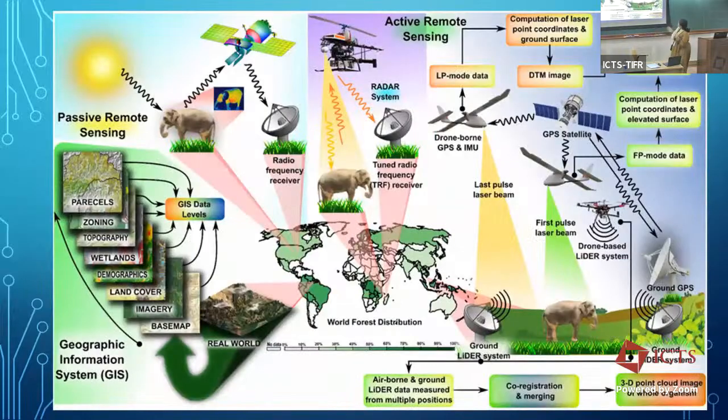This is just an interesting graphic that shows you all the different ways in which remotely sensed data can be gathered and then brought into a GIS to make these different thematic sets of information like topography, wetlands, population density, land cover, and so on. So that's the relationship between how remote sensing comes in with a GIS.